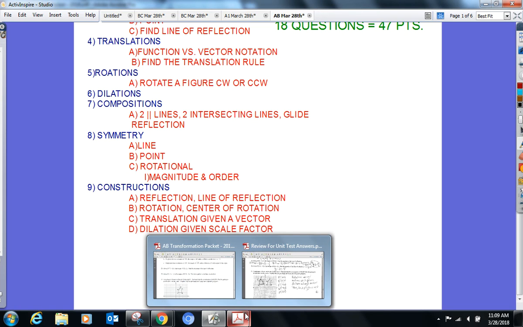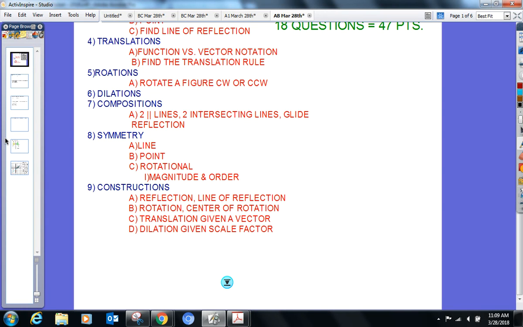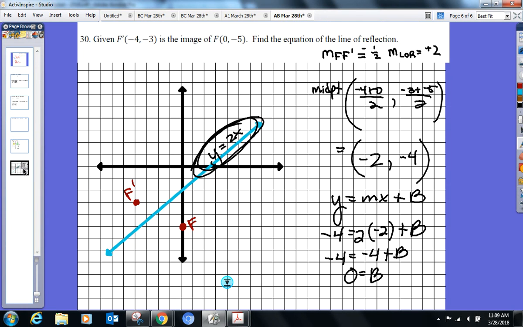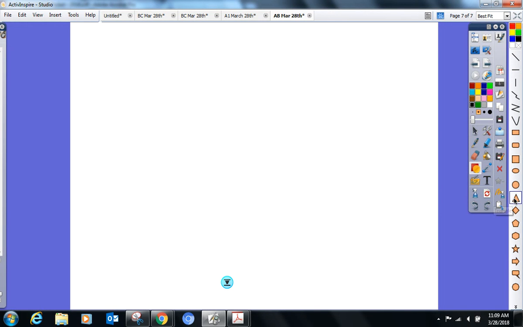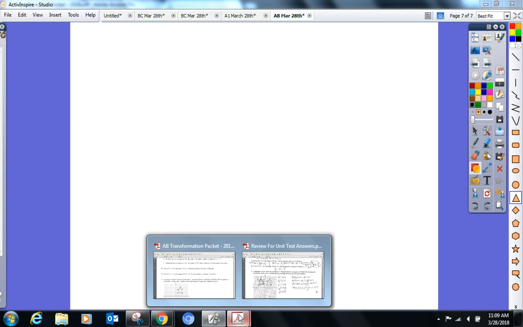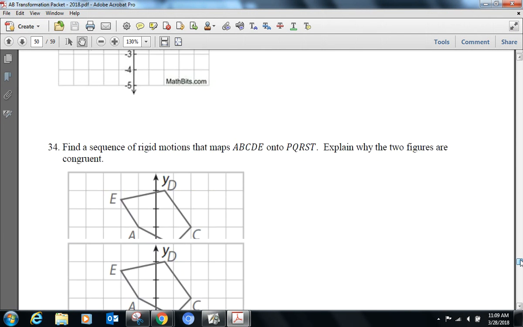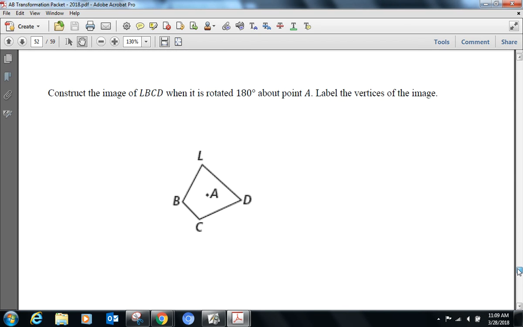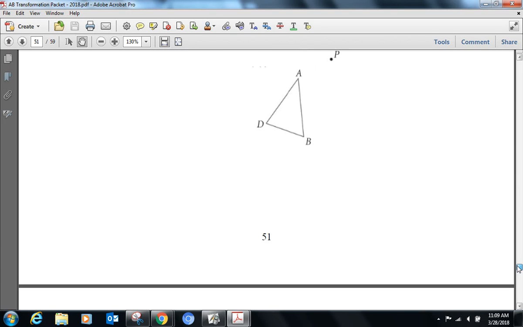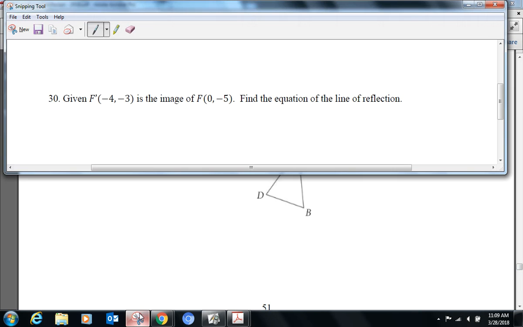Okay, so you want to dilate. You've got to give me a scale factor you want to dilate. Okay, so dilate a scale factor of 2. I believe that's on the review, did I put that on the review? I know there's one dilate. Yep, there you go. Dilate a scale factor of 2.